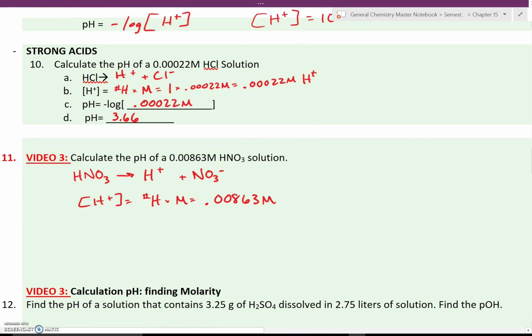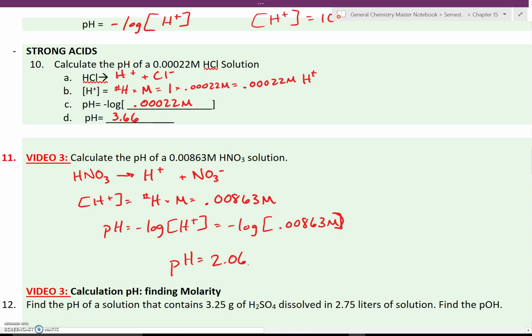And so now we go to our next step, which is plugging it into our pH equation. So remember, pH is equal to negative log of our H plus concentration. When we plug it in, that gives us negative log of 0.00863 molar. And our calculator pumps out the number 2.06.